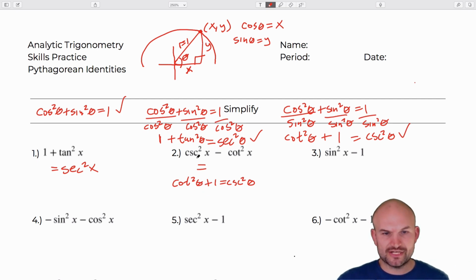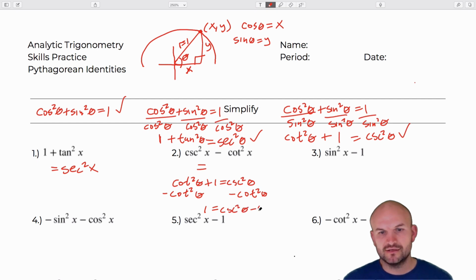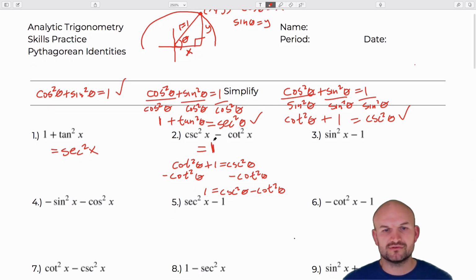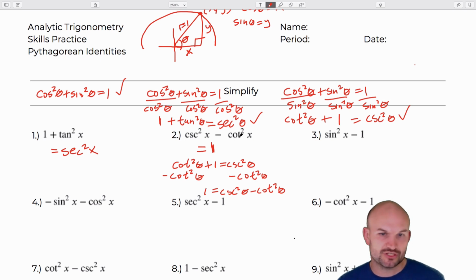All right, so I have cotangent minus tangent squared, that's what I need to obtain. Here's my Pythagorean identity that I just created. How can I rewrite cosecant squared minus cotangent squared? If I just subtract the cotangent squared on both sides, then you can see that 1 is equal to cosecant squared of theta minus cotangent squared of theta. So you can see how we can manipulate each of these identities to get a simplified result. So cosecant squared of x minus cotangent squared of x is just equal to 1.